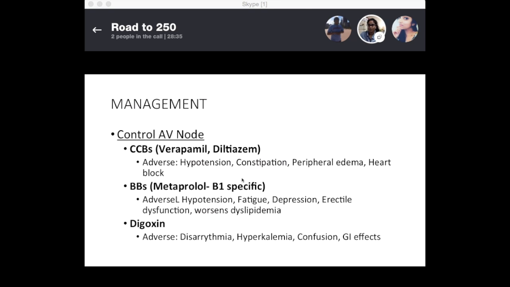Okay. The beta blockers, we're looking at metoprolol. Propranolol is not very specific, like metoprolol, which is beta 1. And adverse effects of beta blockers are going to be hypotension, fatigue, depression, erectile dysfunction, and it does worsen dyslipidemia.